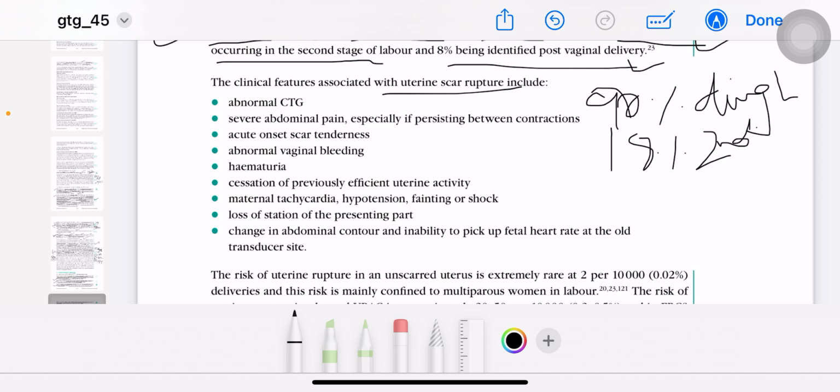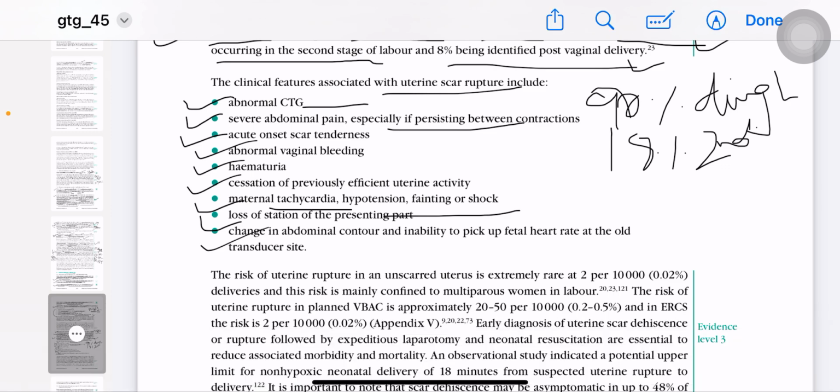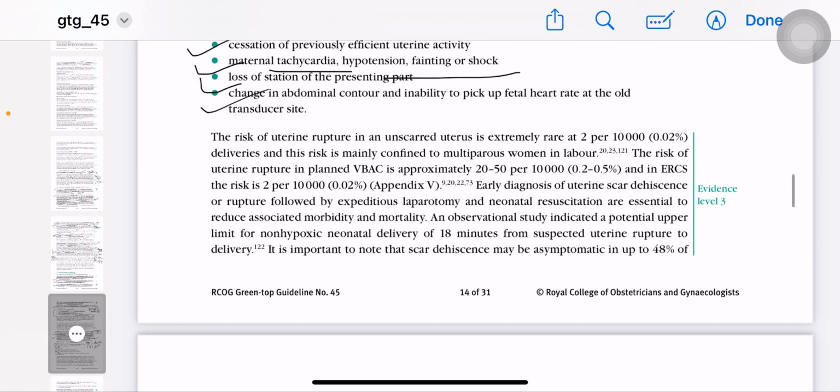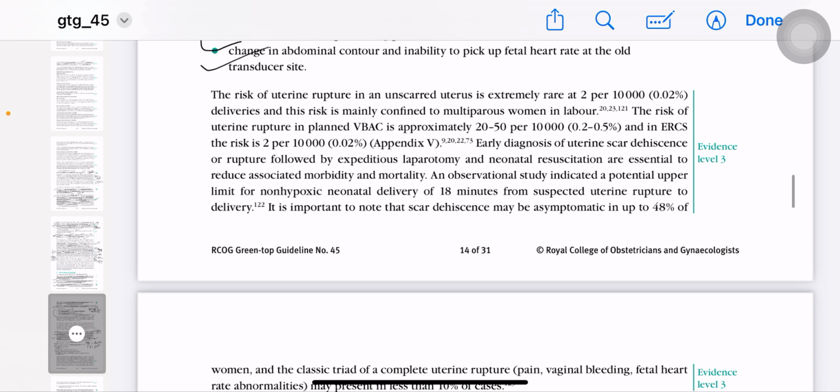The clinical features of uterine rupture: abnormal CTG. In MCQ, you have to choose the abnormal CTG, then the risk chances of uterine rupture. Severe abdominal pain, if persisting between contractions, acute onset scar tenderness, abdominal vaginal bleeding, hematuria, cessation of previous efficient uterine activity, maternal tachycardia, hypotension, fainting or shock, loss of station of presenting part, and change in abdominal contour and inability to pick up fetal heart rate.